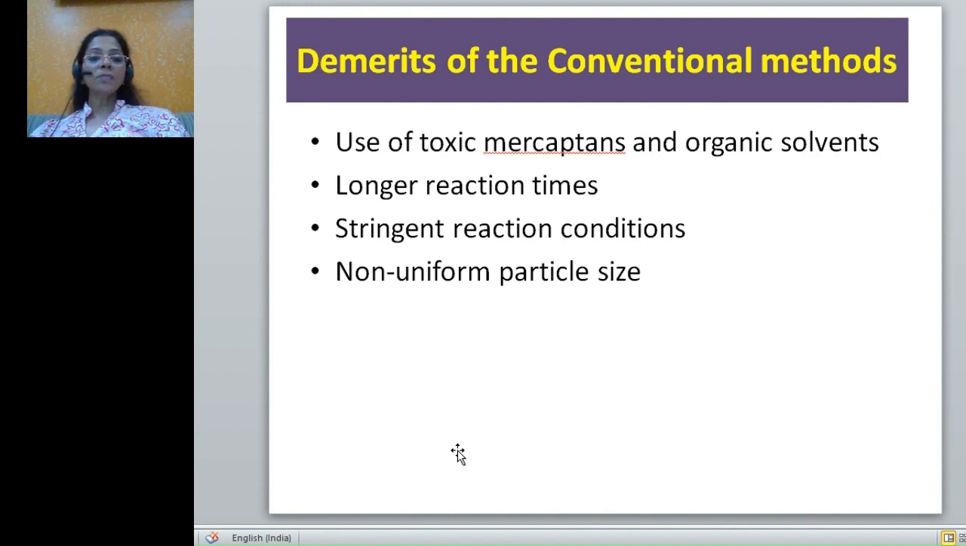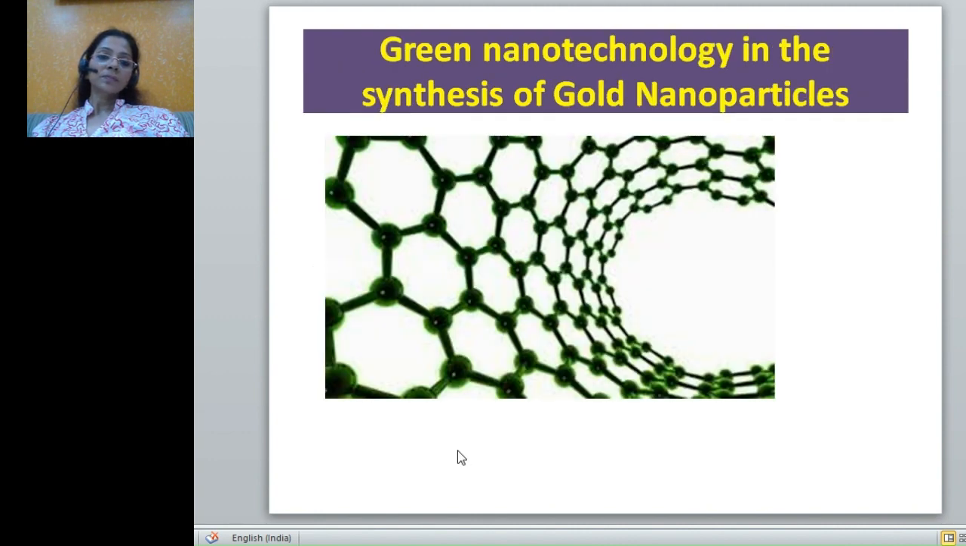The reaction time is also very long here. The reaction conditions are also not that simple. Like in the previous case we have seen that we are using high temperature conditions, and besides this the biggest problem is that the nanoparticles which we obtain are non-uniform. We are not getting a uniform size of the nanoparticles. So let us now learn the green methodology for the synthesis of gold nanoparticles.